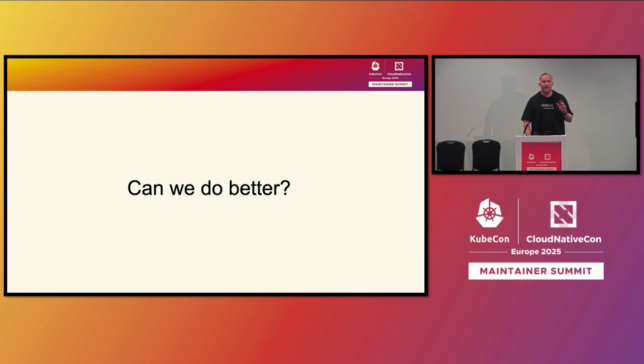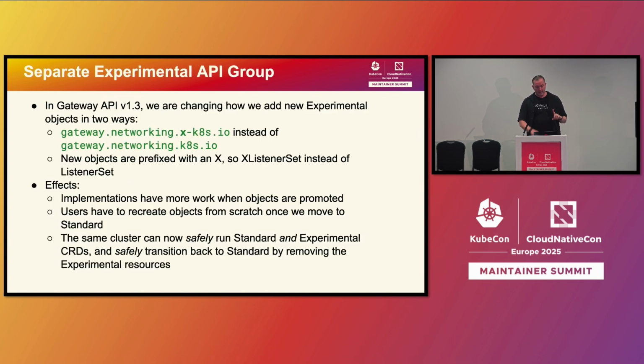So what are we trying to do better? Well, the first one that we are doing in the current version of Gateway API is that we're changing how we add new experimental objects, whole objects. We are going back to using the xkates.io API group for these experimental objects, and we're also prefixing the name with an X, right?